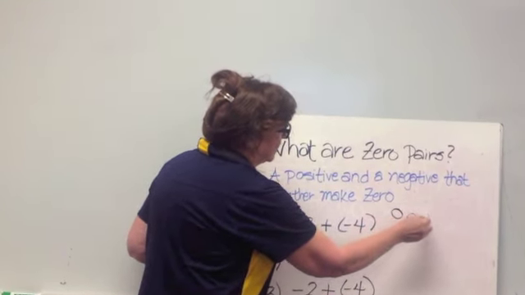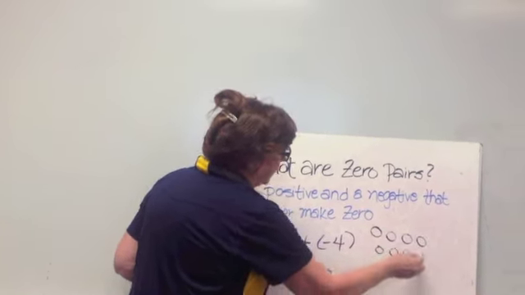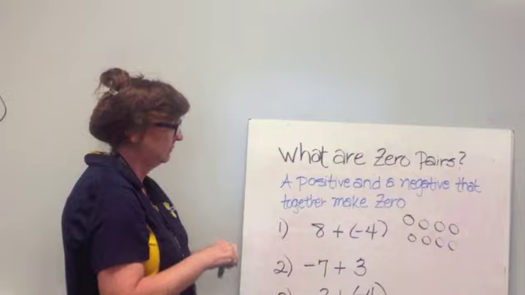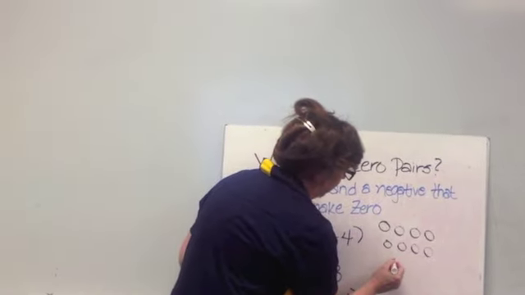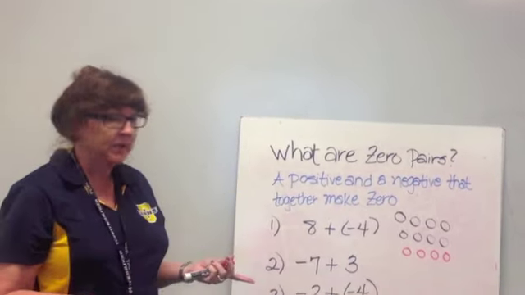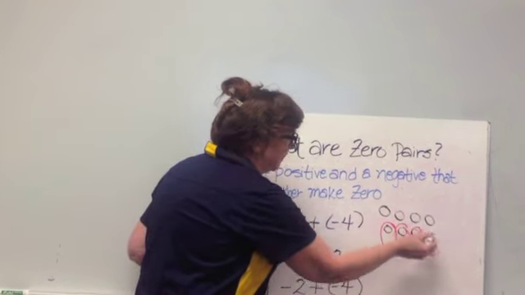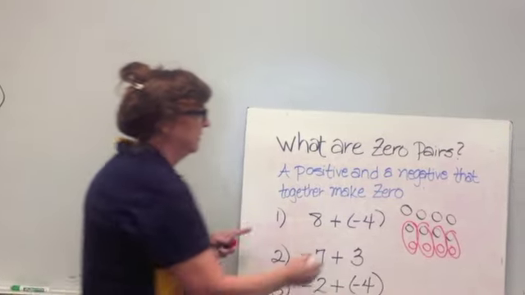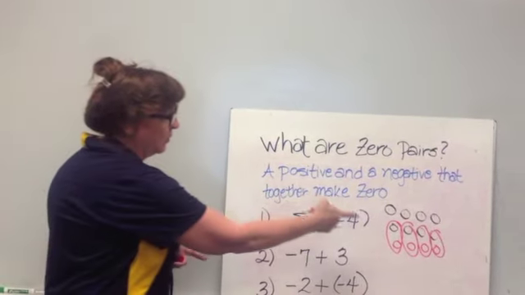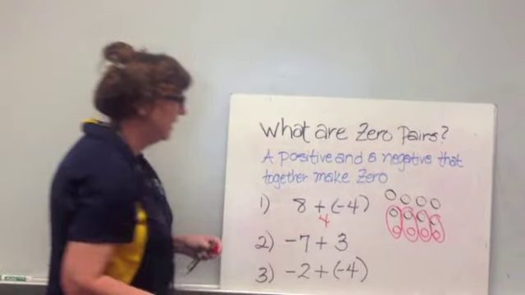So I have 8 positive circles. That's 1, 2, 3, 4, 5, 6, 7, 8. And then I have 4 negatives. So 1, 2, 3, 4. Can I make 0 pairs? Just match them up. What do I have left? I have 1, 2, 3, 4. So 8 plus negative 4, with my 0 pairs to prove it, is a positive 4.